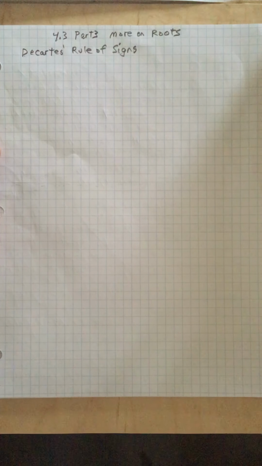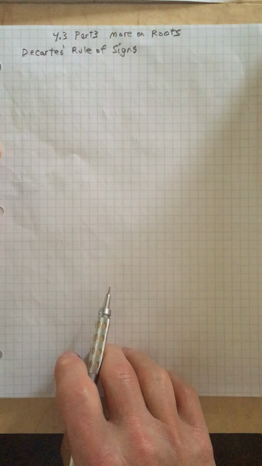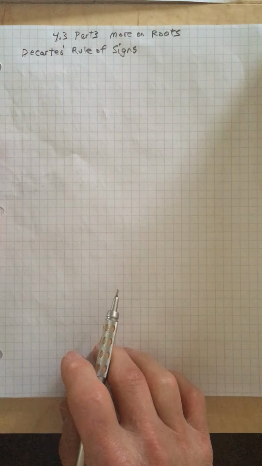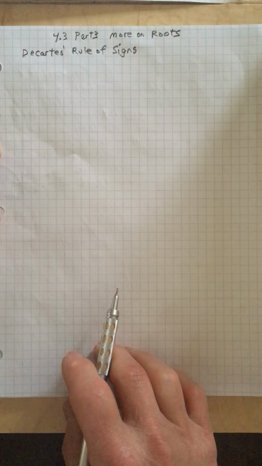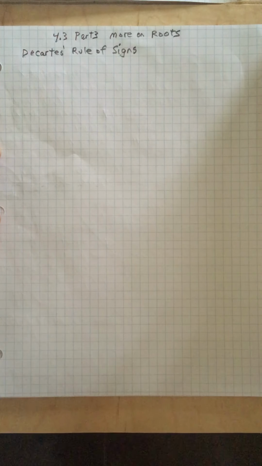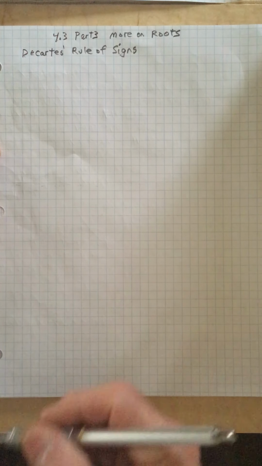This will be a way to get an idea of how many negative and positive roots we might have. It's not going to tell us what the roots are, but it'll help us narrow down our search when we're looking for roots and factors. So I'll have an example of that in a minute, but let's look at the rule.